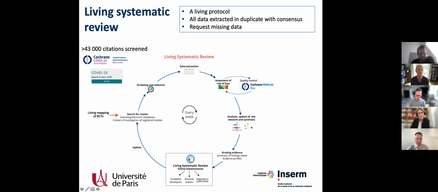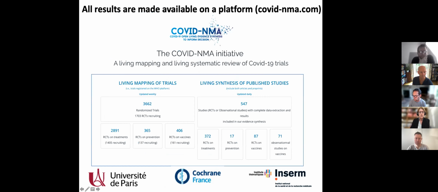And as soon as data are extracted, we assess the risk of bias. And once a week, we do the analysis and produce for each comparison existing forest plots, summary of findings tables, and evidence profiles. And all this is made available to the community. For this, we developed a living protocol. All data, of course, are extracted in duplicate with consensus, and we go back to authors to request the missing data. All our results are made available on a platform, the covidnma.com platform.